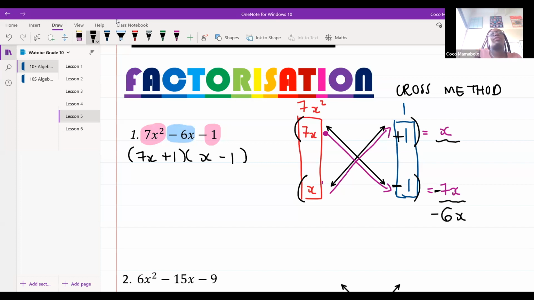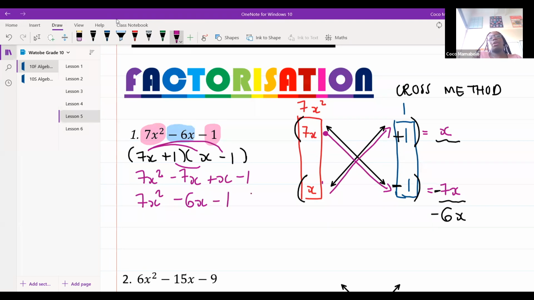Okay. How do I know if this is correct? Let's simplify, and let's see if we get the correct answer. So 7x times x is going to give me 7x squared. 7x times -1 is -7x. 1 times x will give me x, and 1 times -1 will give me -1. And then we just go 7x squared, -7 plus x is -6x, minus 1. There we go. Happy face, because we got straight back to our original answer.